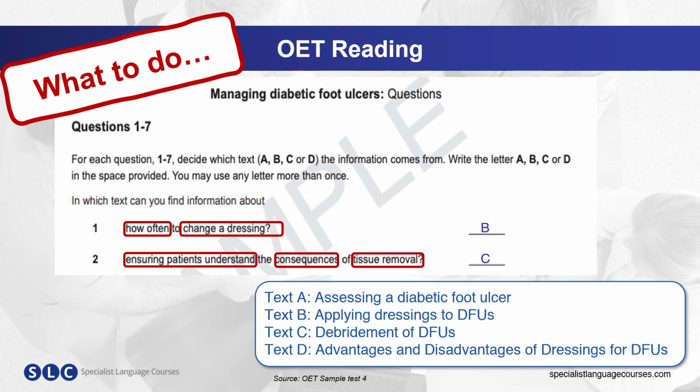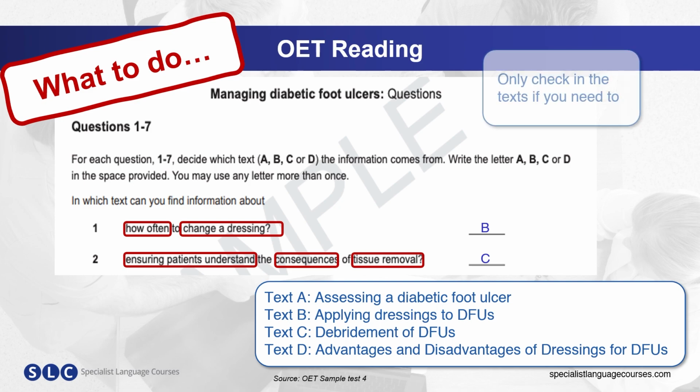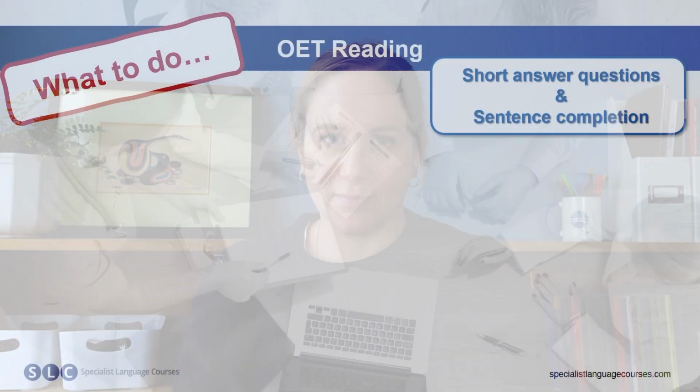So a top tip for the matching task is to only look in the text to find the information if you are unsure. So do it without looking. This way you don't spend too much time on the first task, leaving more time for the other tasks. Now let's take a look at the short answer questions and sentence completion tasks.